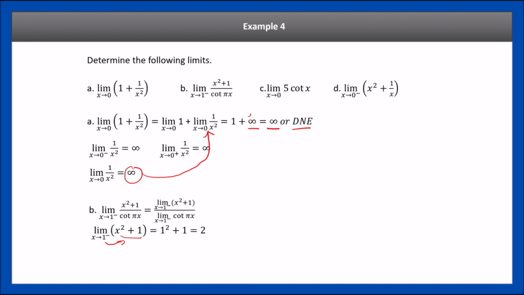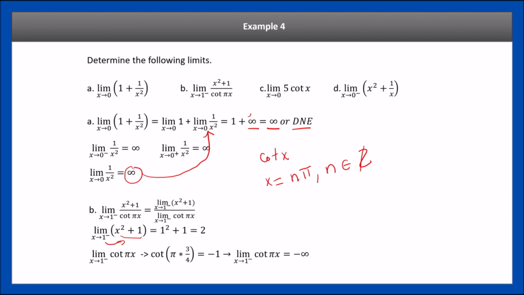Now for the denominator, however, there is a potential of a vertical asymptote. So we want to be careful about the one-sided limit here. So we're going to do the one-sided limit. Remember that cotangent of x, as we mentioned earlier, is undefined when x is equal to n pi, where n is an integer.